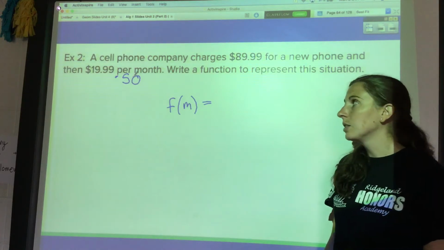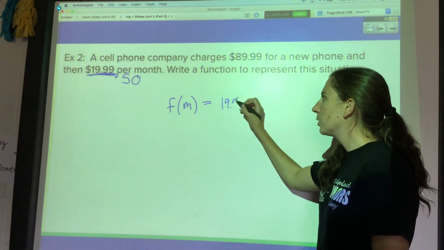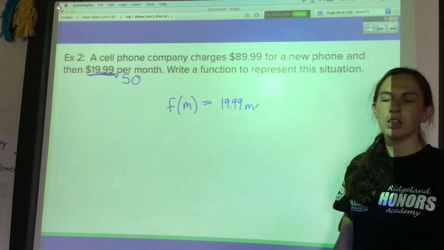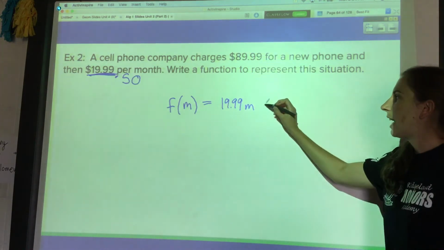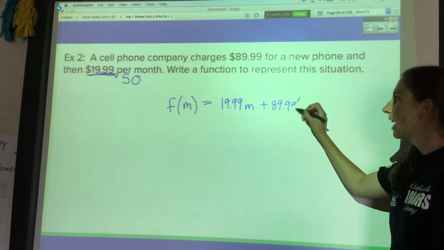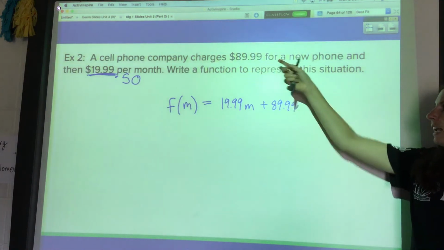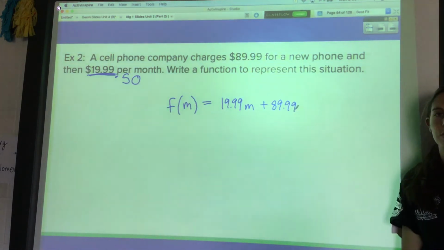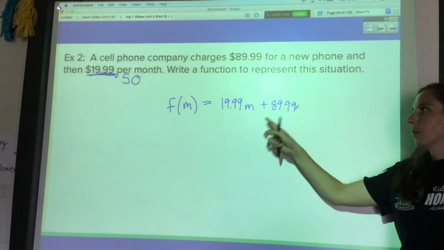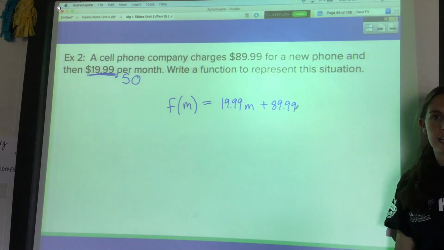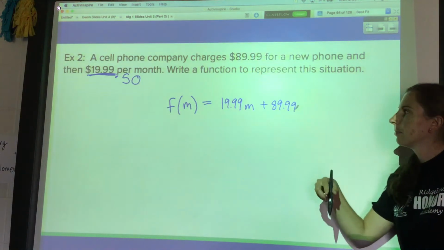So that tells me this is the slope. The 19.99 is what I need to multiply by m, my variable, because it changes based on the month. The 89.99 is by itself. It's like a one-time fee, and so it doesn't have a variable, it's a constant. It stays constant, $89.99, no matter how many months I have the phone for. That is the y-intercept. Even if there were 0 months, I'd still have to pay $89.99. You could use x if you really wanted to, but I just used m.